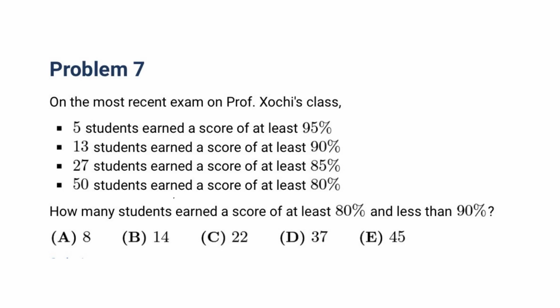Problem 7. On the most recent exam in Professor Zochi's class, 5 students earned a score of at least 95%. 13 students earned a score of at least 90%. 27 students earned a score of at least 85%. And 50 students earned a score of at least 80%. How many students earned a score of at least 80% and less than 90%?